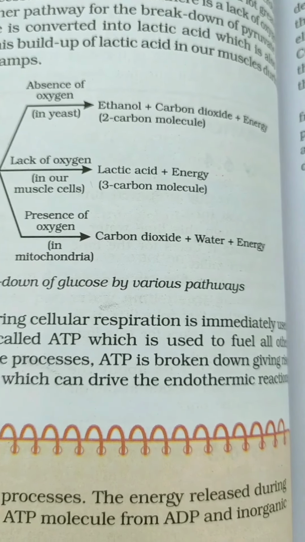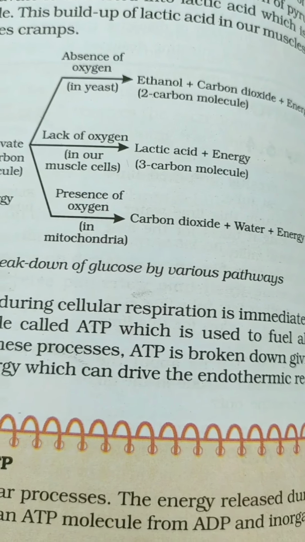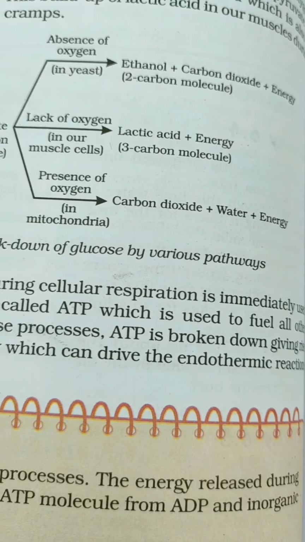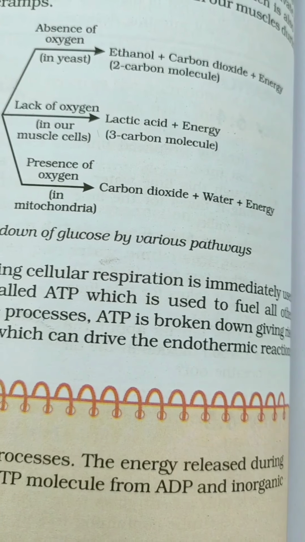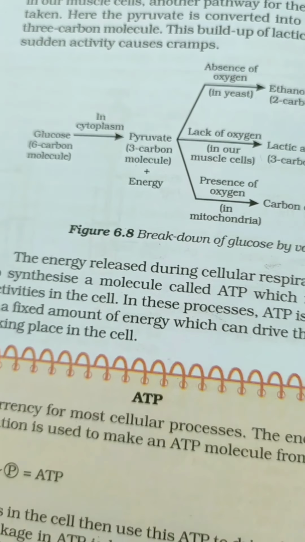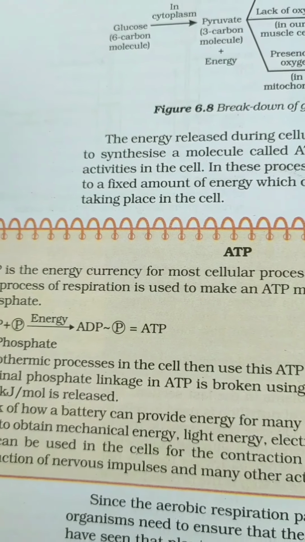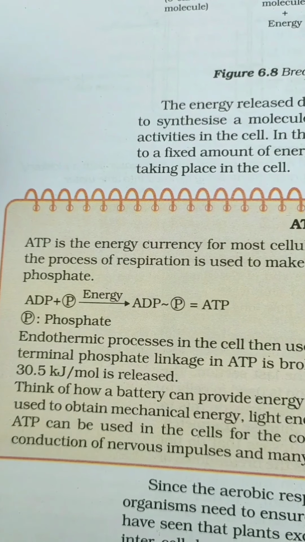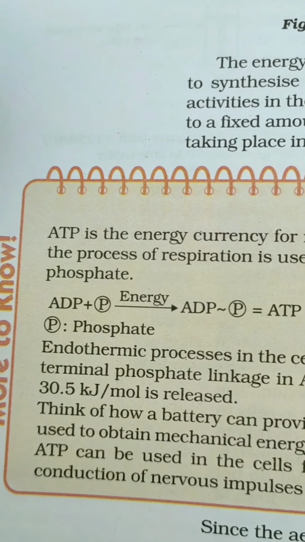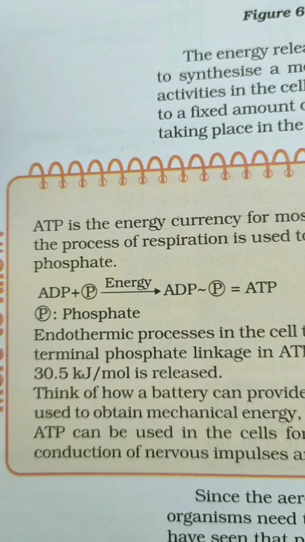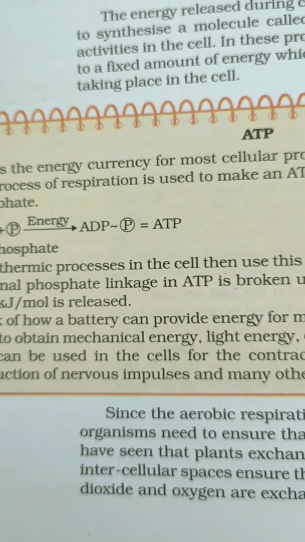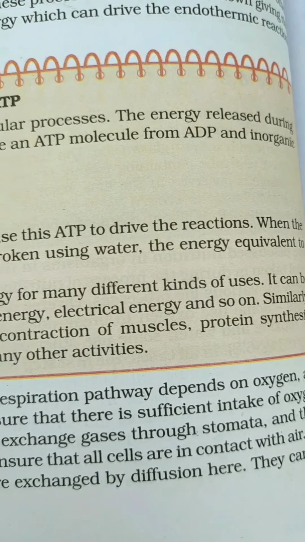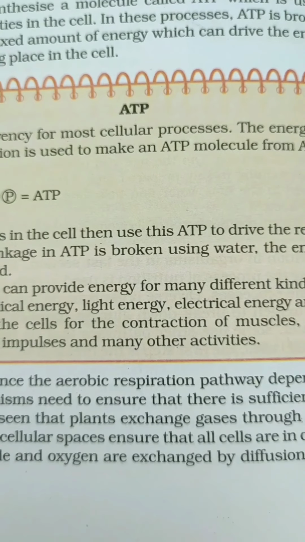Sometimes when we do too heavy exercise, due to lack of free molecular oxygen in our muscle cells, lactic acid is produced and energy is produced. It is because of this lactic acid that the pain occurs. The ATP which is produced is an energy-rich compound having an energy value of 30.5 kilojoules per mole, which is required for the maintenance of life processes such as contraction of muscles, conduction of nerve impulses and many other activities.